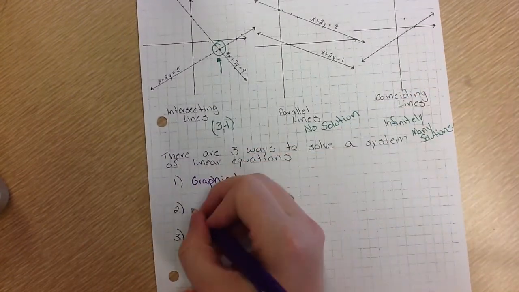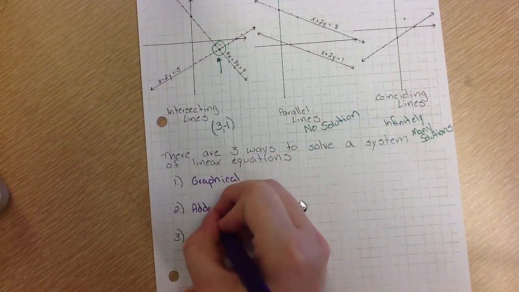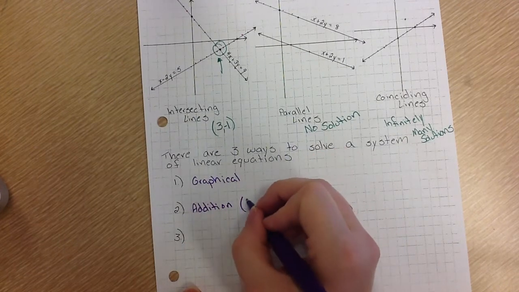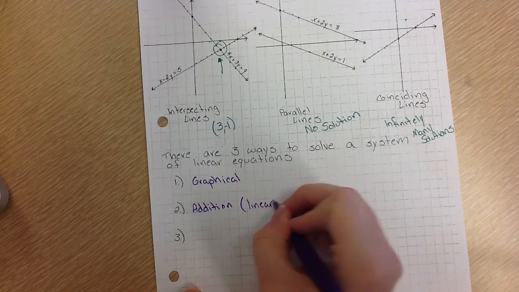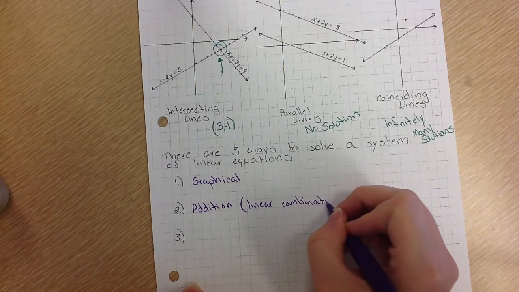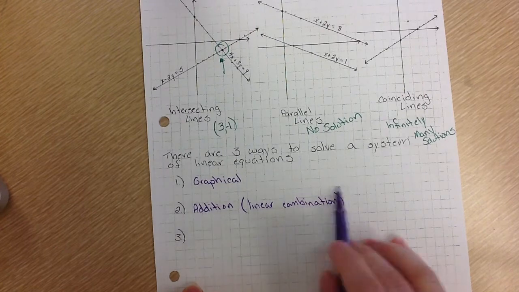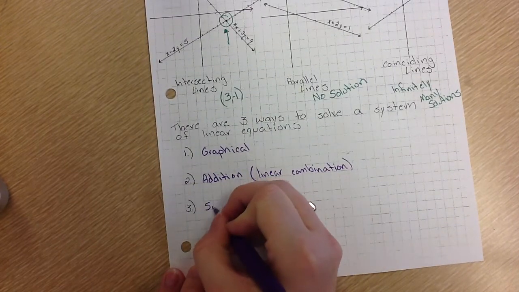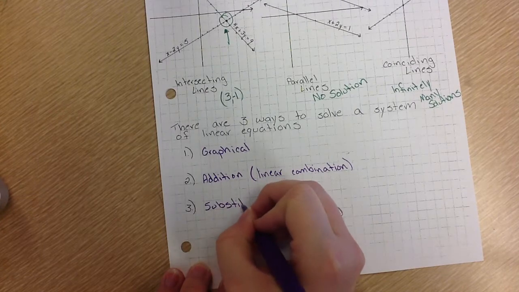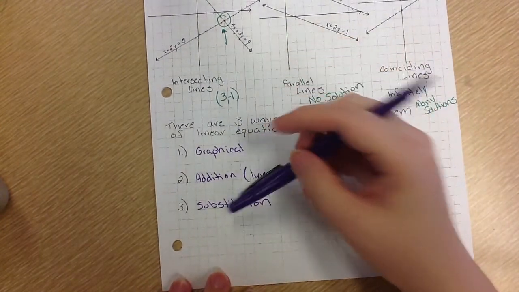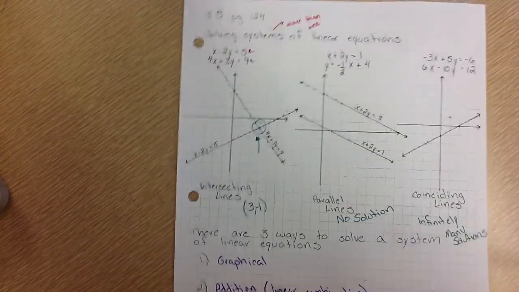The second method is what I call the addition method, and you'll see what I mean by that. The book calls it linear combination. So the book refers to it as linear combination. I will refer to it as addition. And then the last way is substitution. So we're going to look at each of these three ways.